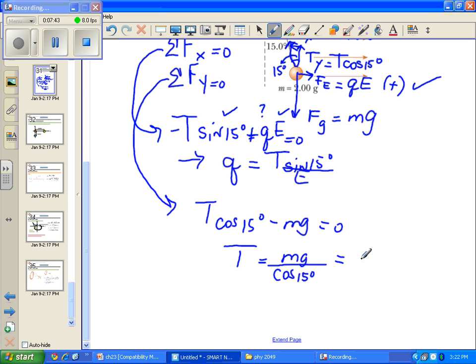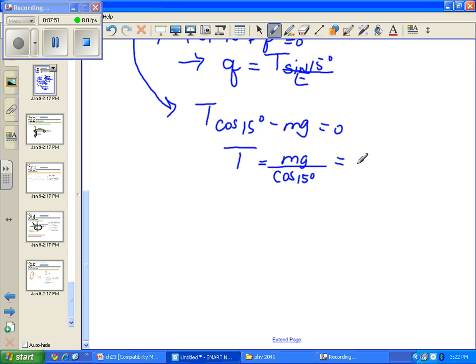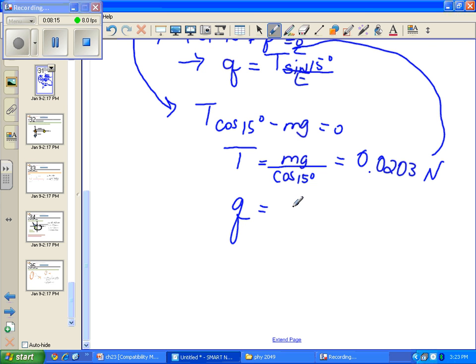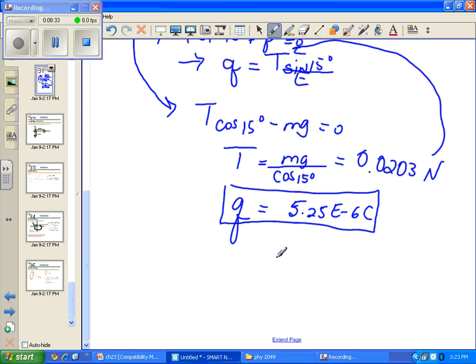And as soon as I do have a value for T, I'm going to plug it into the Q expression so I can actually solve for Q. Well, I'm going to plug in all my numbers. 2e to the minus 3 kilograms times 9.8 divided by the cosine of 15 degrees, and I get 0.0203 newtons, provided I have not made a calculator error. This I now plug into here, and so I get Q equals 5.25 e to the minus 6 coulombs, again provided that I haven't made a calculator error, which you will, I'm sure, be checking for me and letting me know if I did.